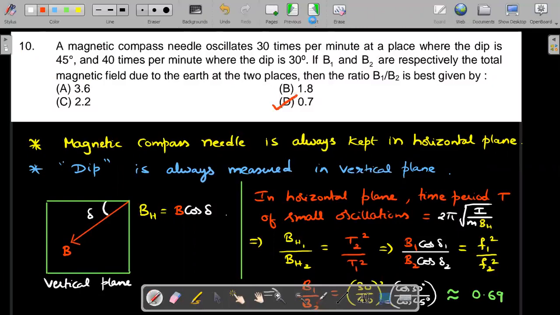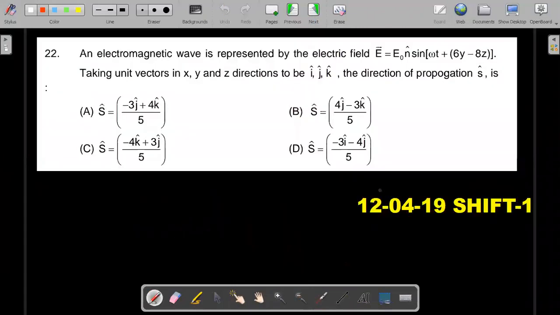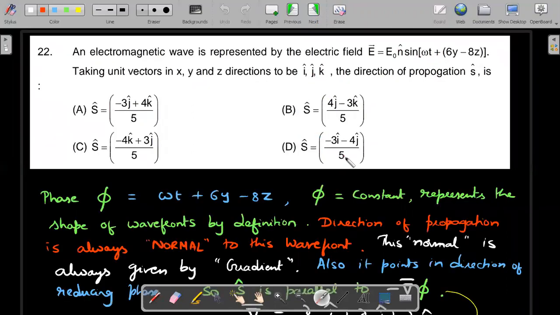Okay, right? Then the next question is on electromagnetic waves. It's represented in this problem with E naught n cap sine of omega t plus 6y minus 8z, and taking unit vectors in x, y, z directions to be i cap, j cap, and k cap, it is asking us the direction of propagation this time. Okay, so you want to have a try, just pause and then move ahead. Okay, so here's the solution for that.